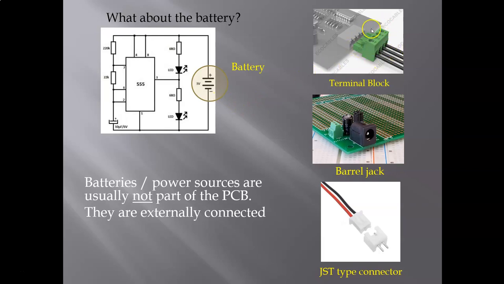So the question is, how do we connect the battery? Well, we can use these devices called terminal blocks that can plug into the circuit board, and then these wires might be connected to a battery. We can use a barrel jack, which you think of as like, for example, for a 9-volt adapter or a 5-volt adapter that can plug in. Or we can use what is called a JST style connector. That's a locking connector. So this part on the bottom would be soldered to the circuit board, but the connector would allow us to connect it to the battery. So we don't show the battery on the schematic.